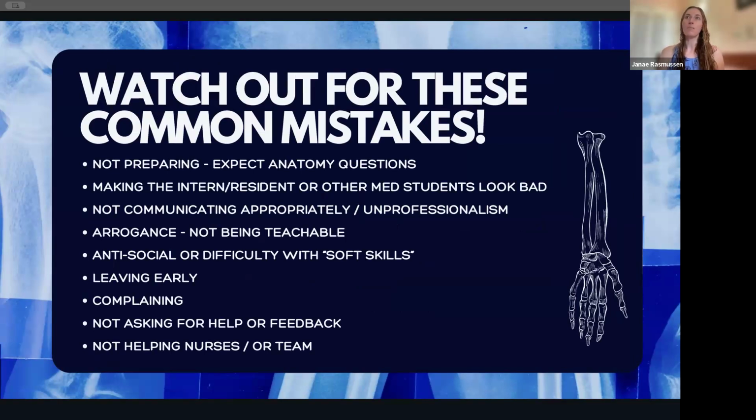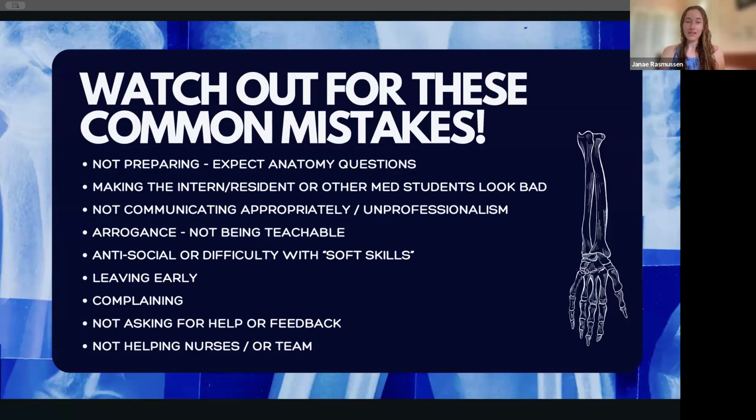So for example, on my audition rotation for fellowship, there was a medical student that was in the room and we were doing an ankle procedure. And so the questions coming from the attending were, what are the compartments of the leg? And then after asking those questions, it was, what are the innervations of the different muscles in the leg? And those are basic anatomy questions that are the 101, what you should be expecting to be asked.